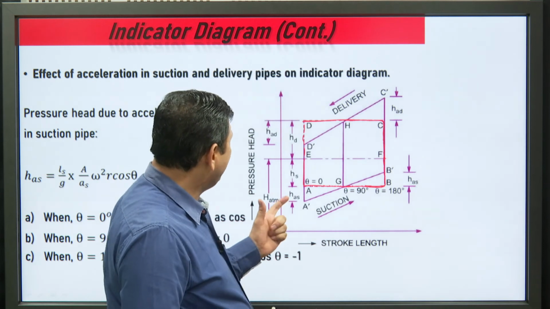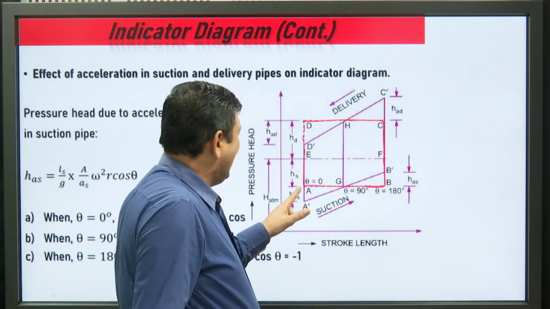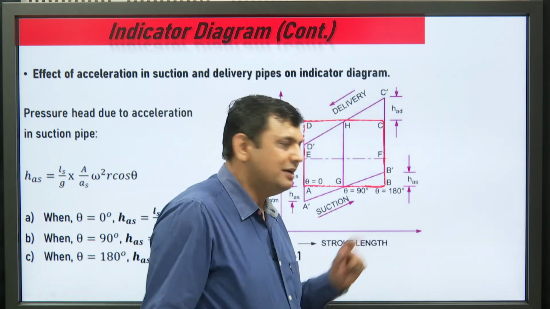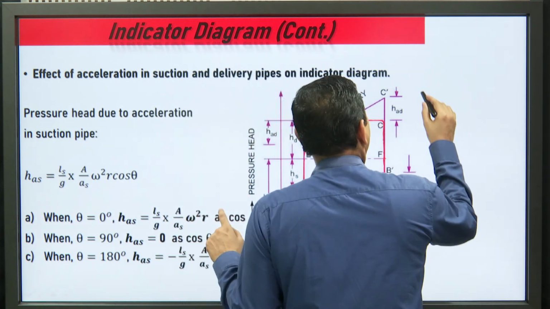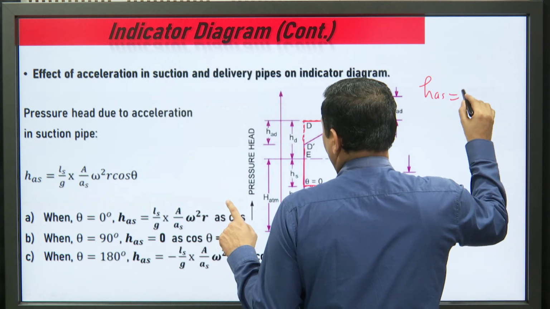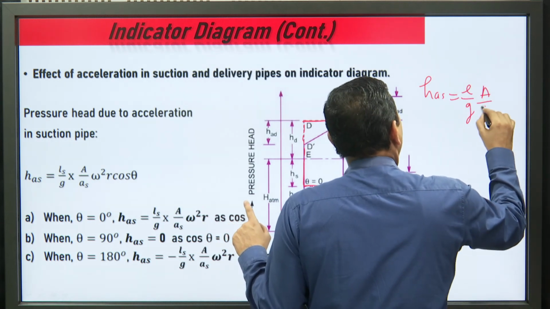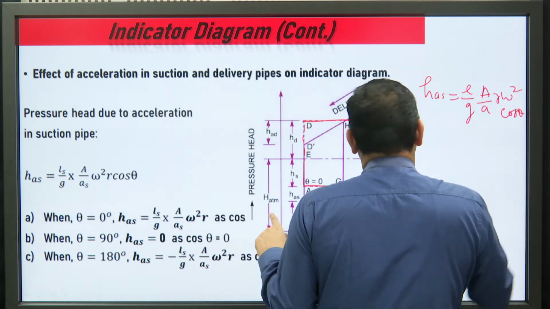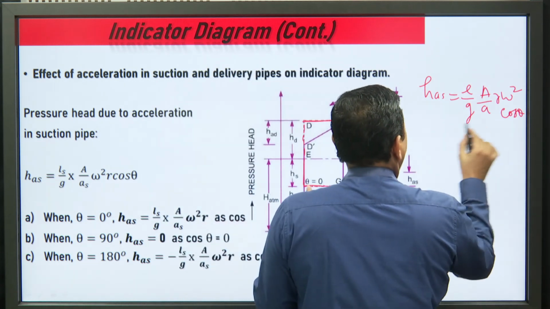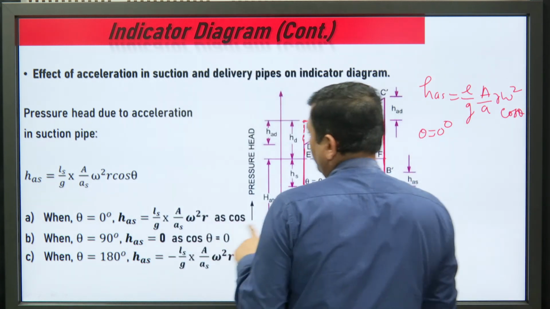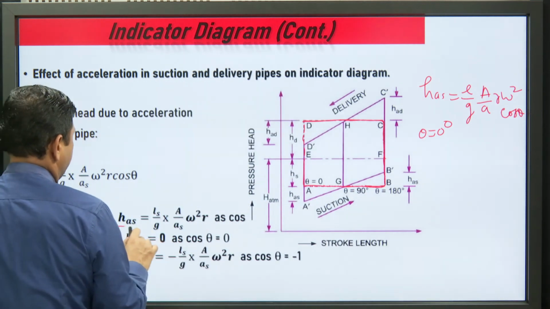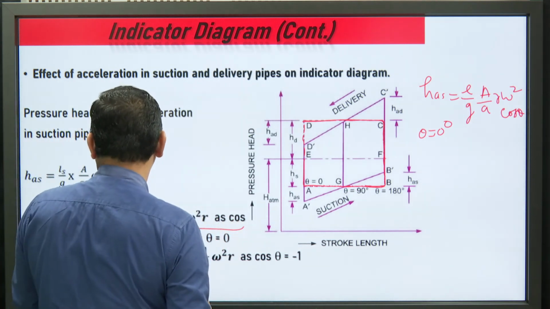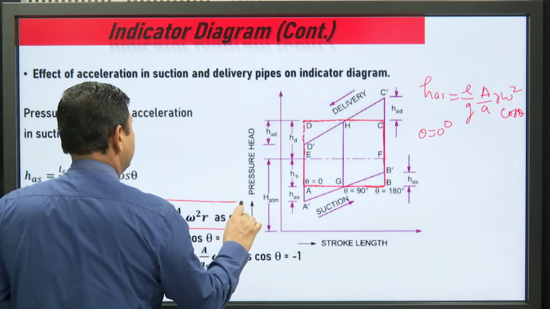If you want to calculate the effect, first we check the effect of HAS. We calculated HAS equal to L upon g, or A upon a, r omega square cos theta. At the beginning of the stroke, theta is 0, and cos 0 is 1, so this is HAS. HAS is a positive value.